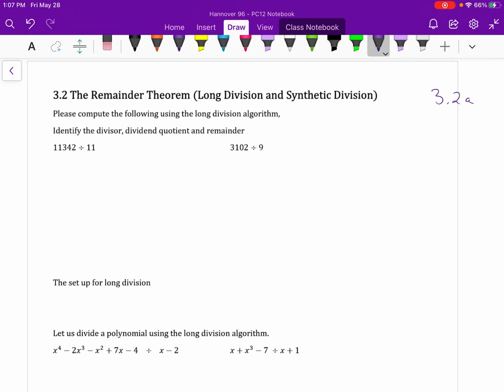The next lesson in the polynomial functions unit is going to be the remainder theorem, and we're going to talk about long and synthetic division. Now, it really is beneficial if you take a look at the remainder theorem, the factor theorem, long and synthetic division from the perspective of just straight numbers. A lot of the algorithms that you've learned are going to be helpful here.